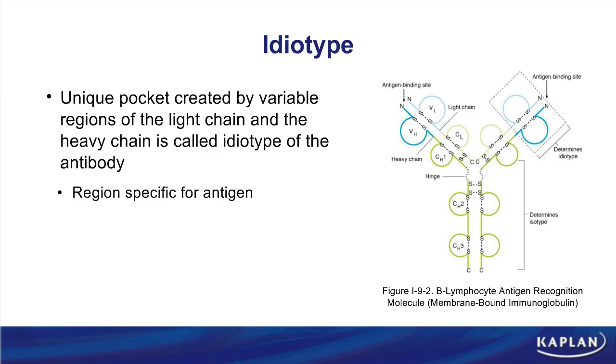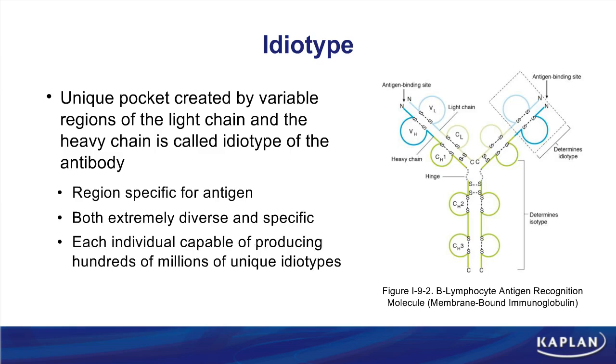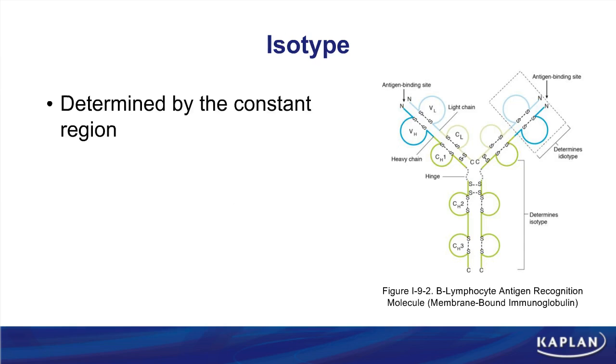Each antibody is unique, but if we look at the entire population of antibodies, they are going to show extreme diversity because each will be specific for one antigen, but overall they will cover millions, if not billions, of different antigens. We've also gone into a lot of the details about the isotype.